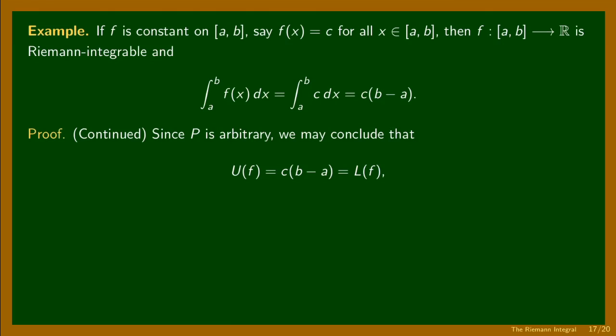Kasi diba kapag ang set mo singleton, let's say A lang ang laman, ang supremum niyan ay A. Kung isa lang naman din ang laman ng set mo, ang infimum niya rin ay A. Therefore, by definition, f is integrable on AB, and that the common value C times B minus A should be the value of the integral. Okay? So this is the easiest example. Let's consider a more complicated one.